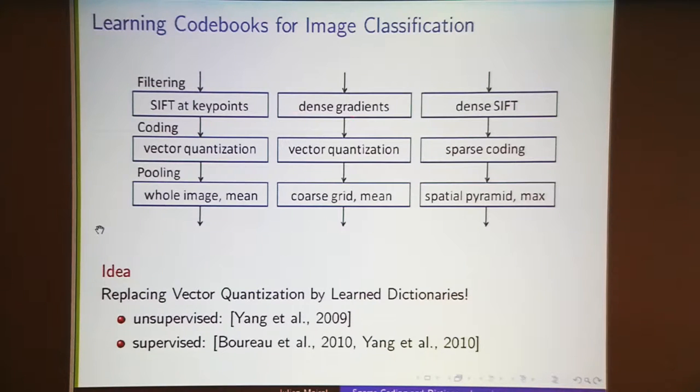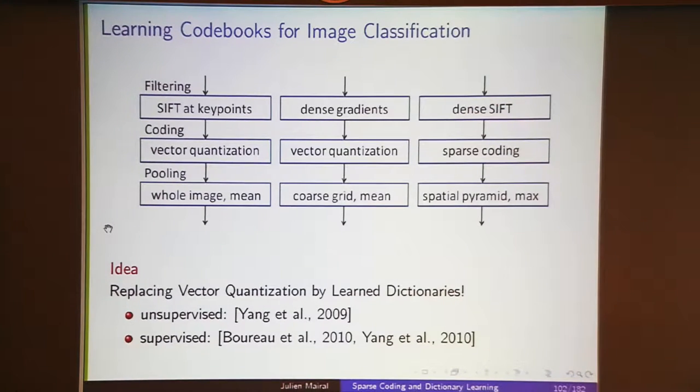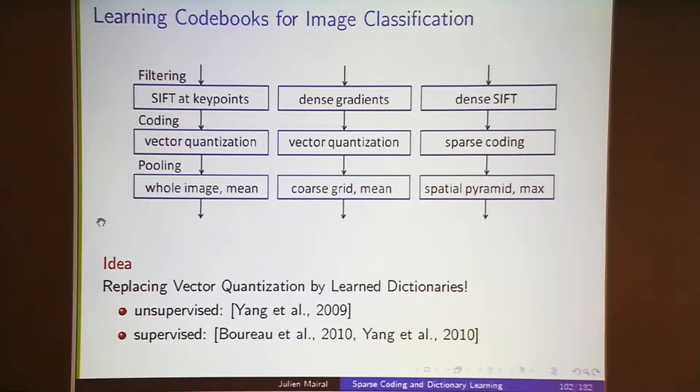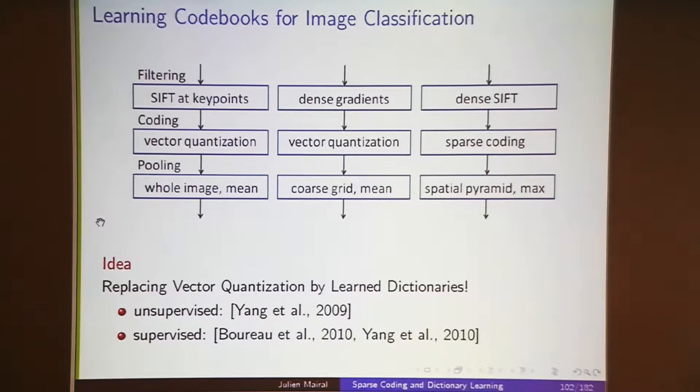People since then started using dense features, so either SIFT or HOG or whatever. So you have kind of a regular grid of points in the image where you extract those features. You again do vector quantization, again do sort of an averaging using a coarse grid, and then you feed that to your favorite classifier. And the more recent version is to use, again, low-level features, whatever you want, and then replace the vector quantization by sparse coding, and then using, again, a coarse grid or spatial pyramid and various types of pooling, and then feed that to a classifier. And that's kind of what works best, more or less.